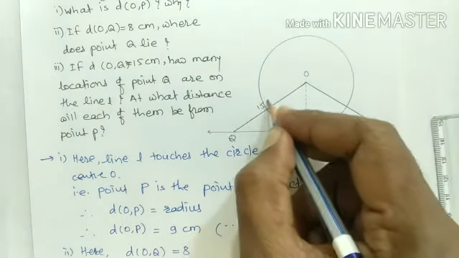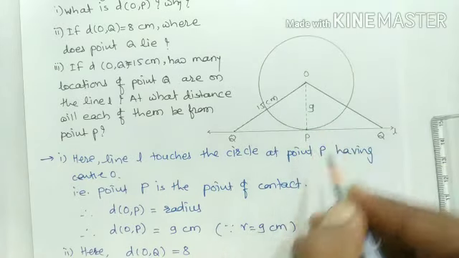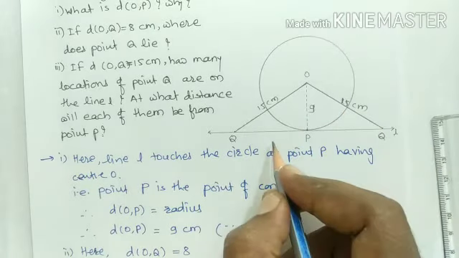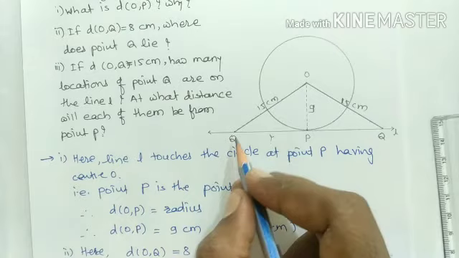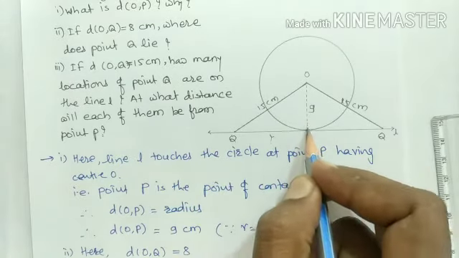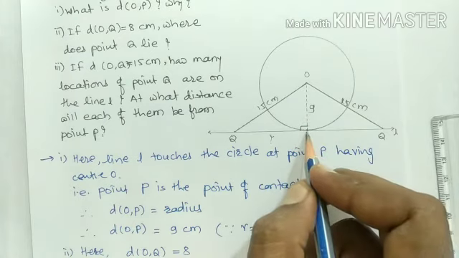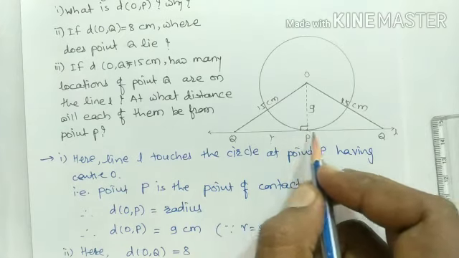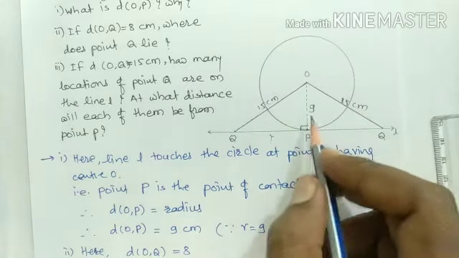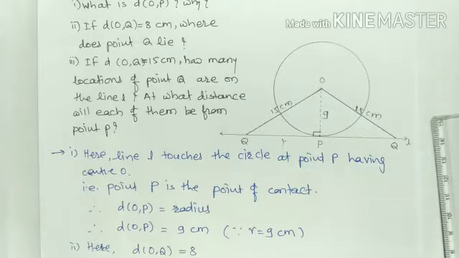OQ equals 15 centimeter. Here OP is the radius which equals 9 centimeter. This one is 15 centimeter. We have to find this distance of point Q from the point P. Here OP is perpendicular to PQ. Why? By the tangent theorem, because this is the tangent and point P is the point of contact. We know that the tangent is perpendicular to the radius at the point of contact by the tangent theorem. So by using the Pythagoras theorem, we can easily find distance PQ.